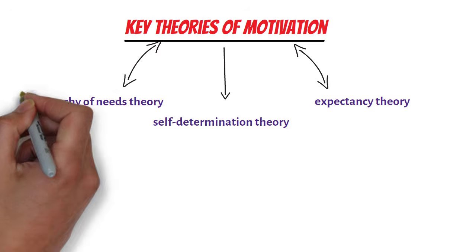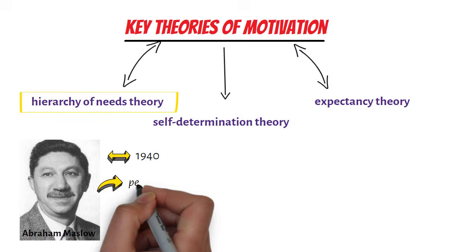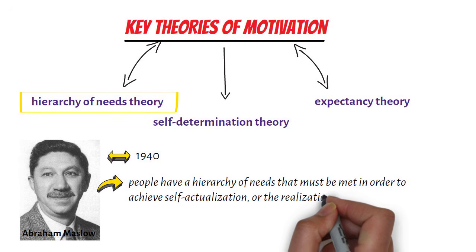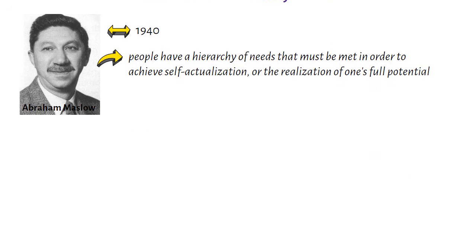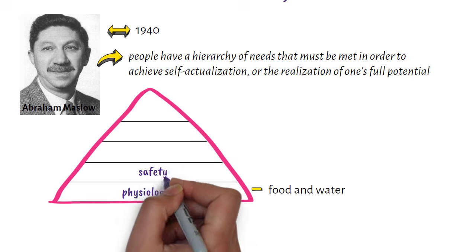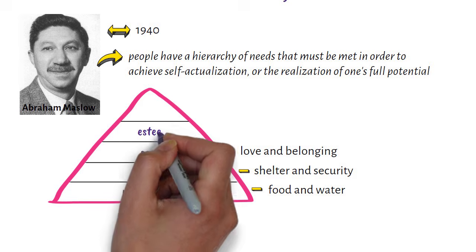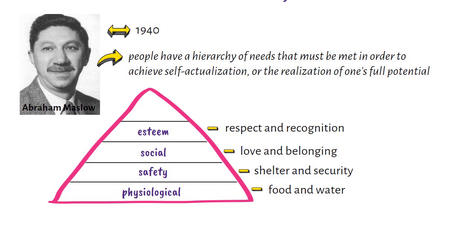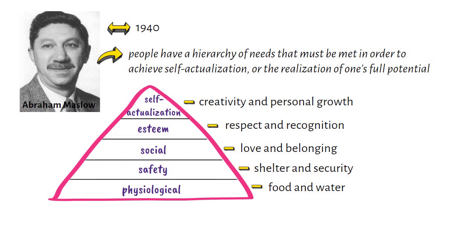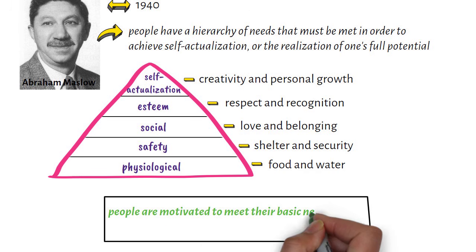First, the hierarchy of needs theory, developed by Abraham Maslow in the 1940s, suggests that people have a hierarchy of needs that must be met in order to achieve self-actualization, or the realization of one's full potential. Maslow's hierarchy includes physiological needs, such as food and water, safety needs, such as shelter and security, social needs, such as love and belonging, esteem needs, such as respect and recognition, and self-actualization needs, such as creativity and personal growth. According to this theory, people are motivated to meet their basic needs before pursuing higher-level needs.